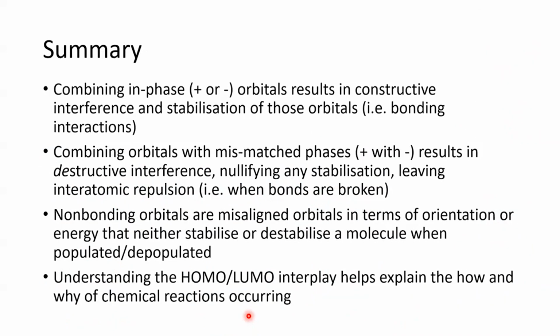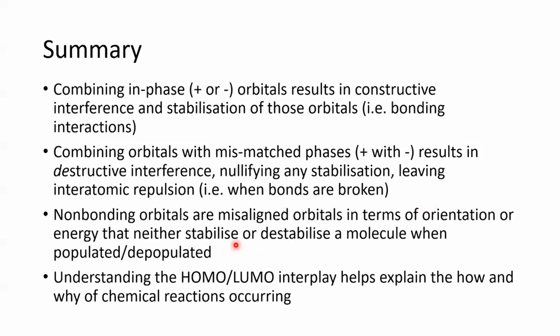So to summarize, you can combine in phase, either positive or negative orbitals, which results in constructive interference and stabilization of those orbitals. Because talking about positive and negative wave functions is kind of confusing for chemists, when we're talking about electropositive and electronegative things, typically you'll see them as differently colored orbitals, not drawn as positive or negative. If you combine orbitals with mismatched phases, you get destructive interference, which nullifies any stabilization, leaving you with nothing but interatomic repulsion, i.e. breaking of bonds.